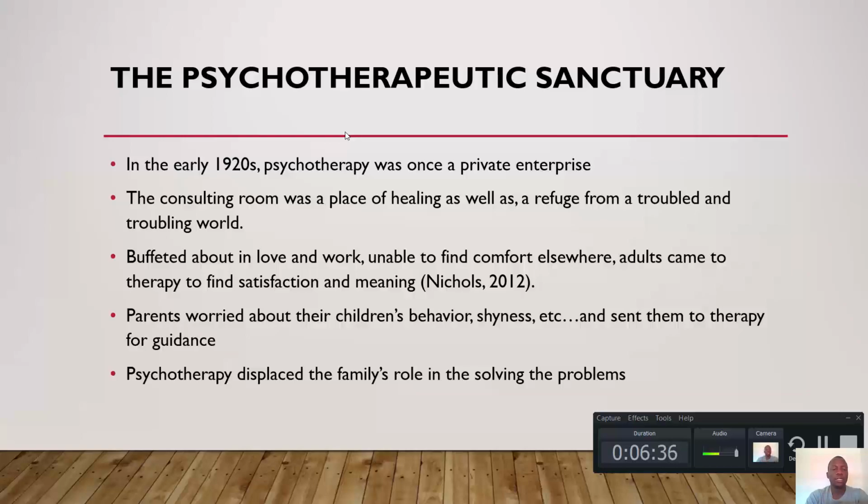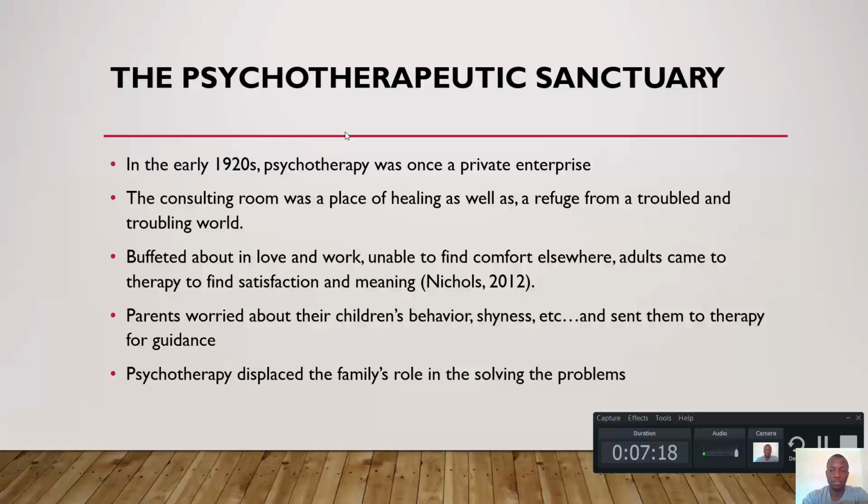But then in the early 1920s, none of us was there, I hope, psychotherapy was a private practice enterprise. So the consulting room was a place of healing as well as a refuge for troubled people who just wanted to run out from a troubling world. And so this idea of hypnosis, we will look at ideas of Sigmund Freud, but for hypnosis, that's how it started. People just wanting to get out of the world and its troubles of work and everything, and they wouldn't find comfort elsewhere but in the psychotherapy room.